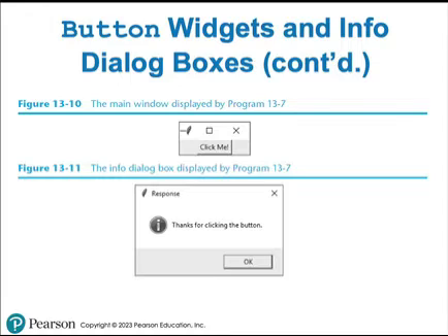Here's an example of the main window, which has a click me button, and when you click on it, the event handler or the callback function just pops up a window and says thanks for clicking the button. The name of that window is a response, and there is an OK button so that once the user has read the information and is done with the window, they can click that button to dismiss the window.